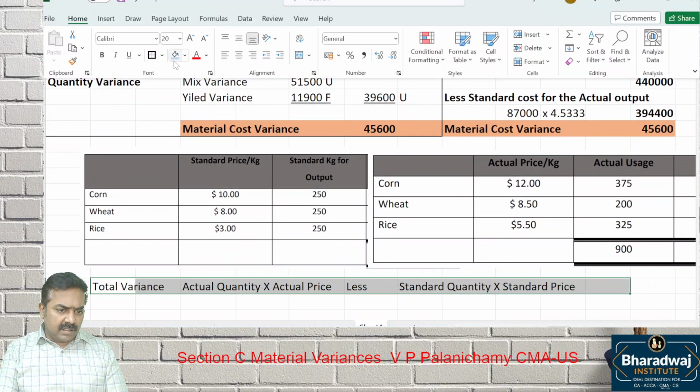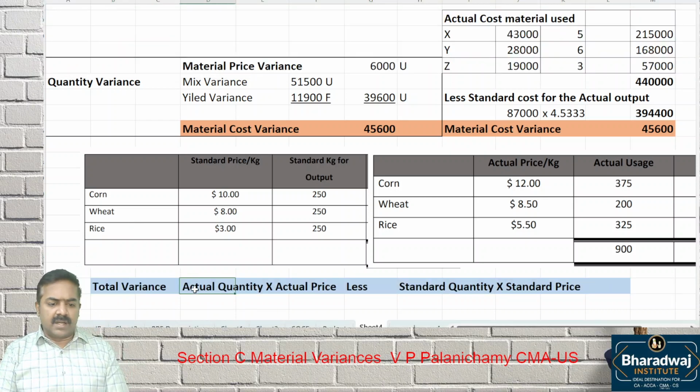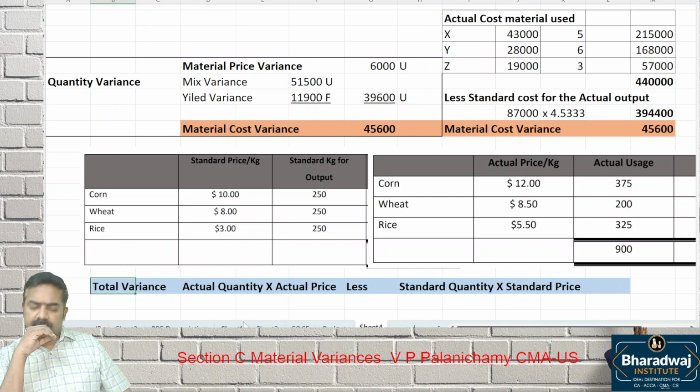We'll now go for formula based learning. Total variance is nothing but actual quantity into actual price minus standard quantity into standard price. Standard quantity into standard price, actual quantity into actual price. This will give us which variance? Total variance. This is called the material cost variance.